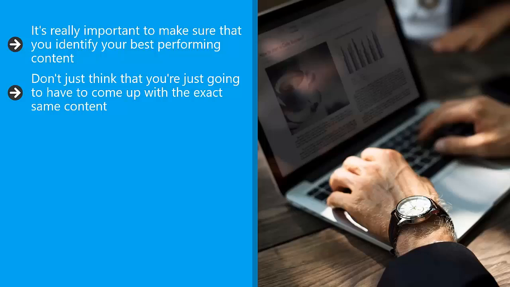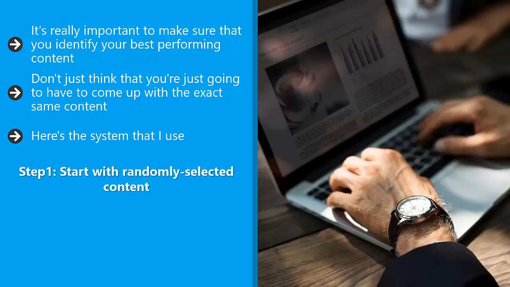Don't just think that you're going to have to come up with the exact same content. That's not going to cut it. Also, don't think that you only need to give your system a few days to identify your winning content. Here's the system that I use. Regardless of whether you are completely automating your system or you're manually doing engagements, you need to do the following as far as content optimization goes on Twitter.